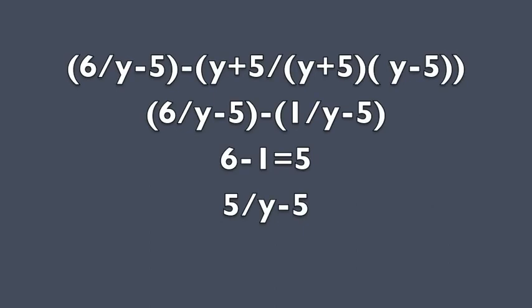Then you would have 6 minus 1 on top, and y minus 5 and y minus 5 as the denominators. Because they are common denominators, do not change them. Simply do 6 minus 1, which is 5, and put the denominator on the bottom. Your answer should be 5 over y minus 5.